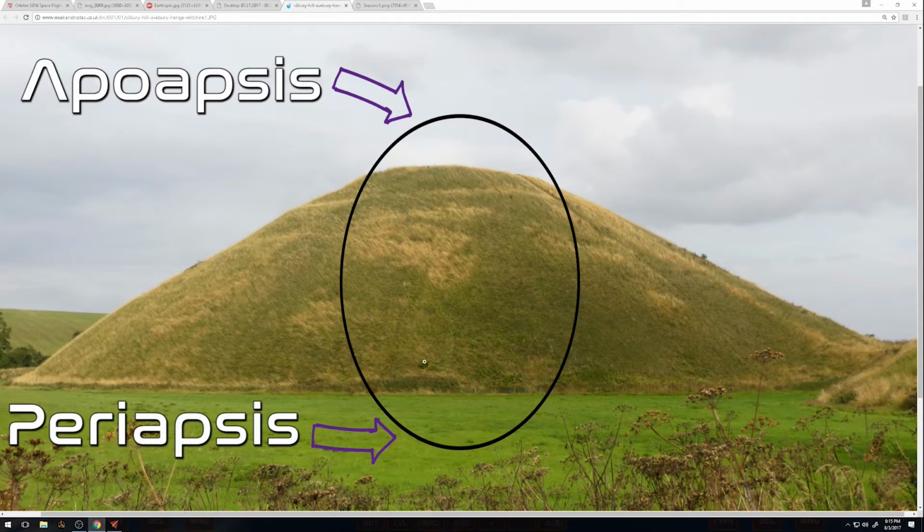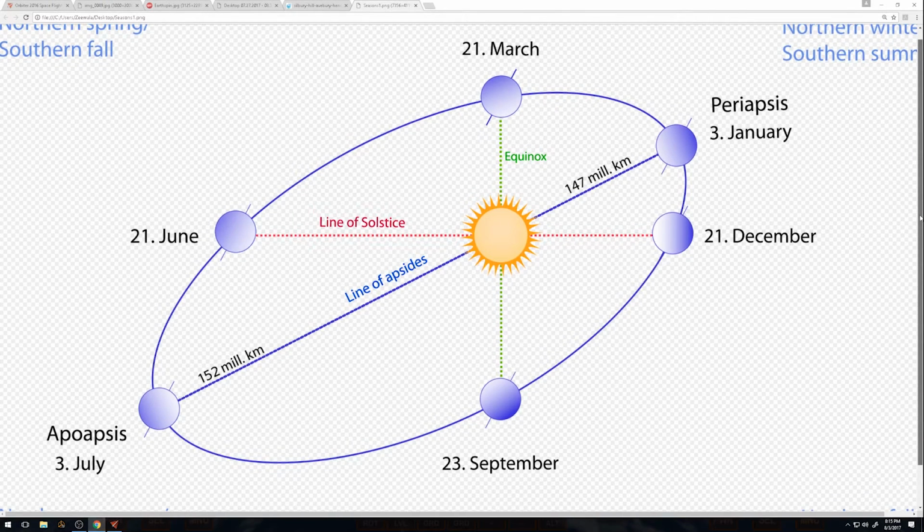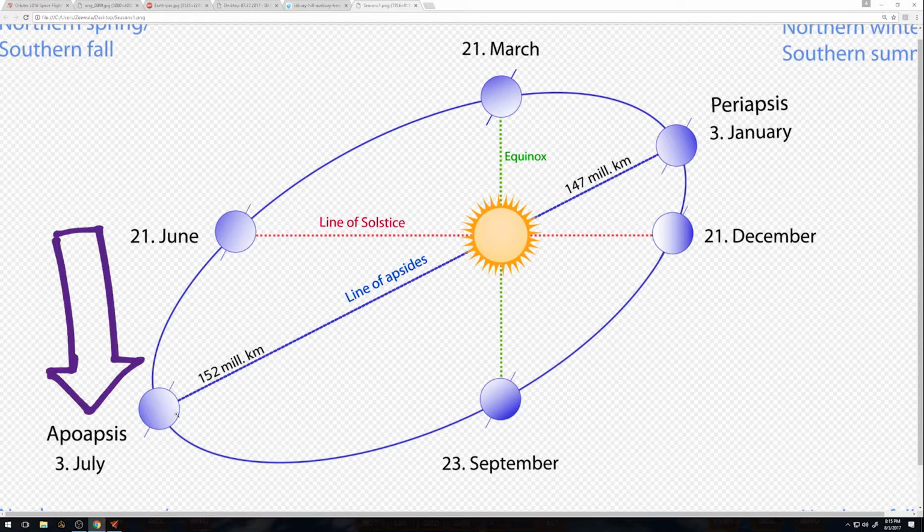Now, any object in space that has an orbit around a body of mass has an apoapsis and a periapsis. The planet Earth has an apoapsis and a periapsis. In fact, we just had ours in July. We had our apoapsis July 3rd. We were 152 million kilometers away from the sun.